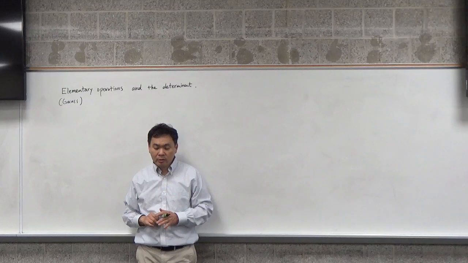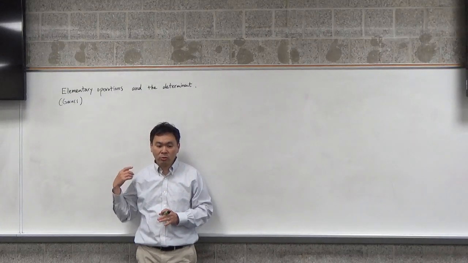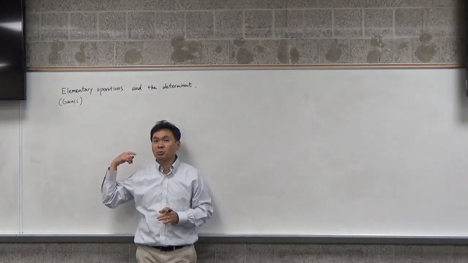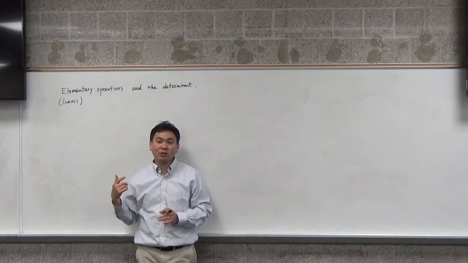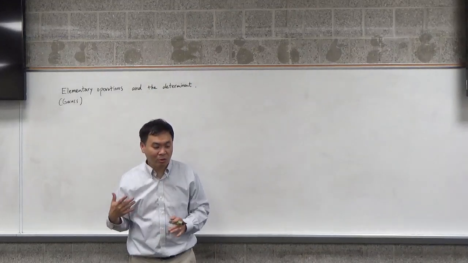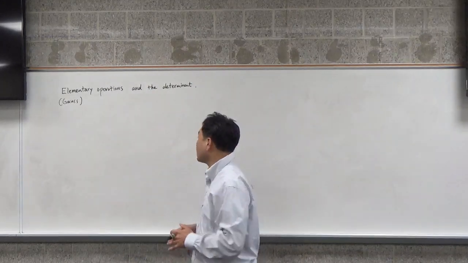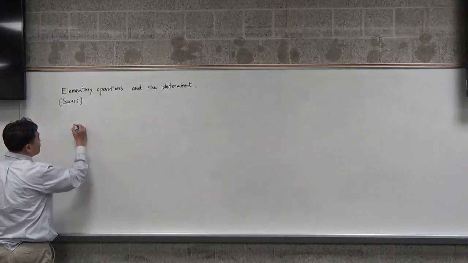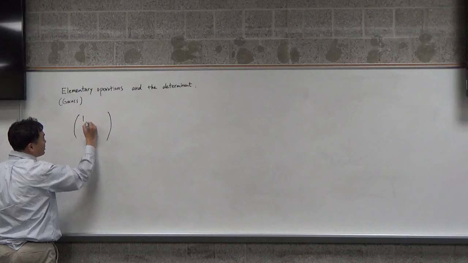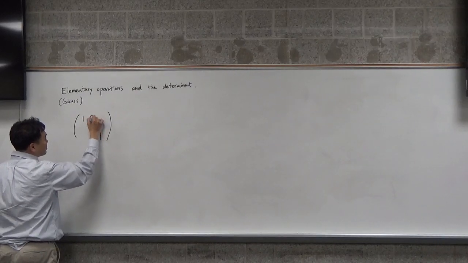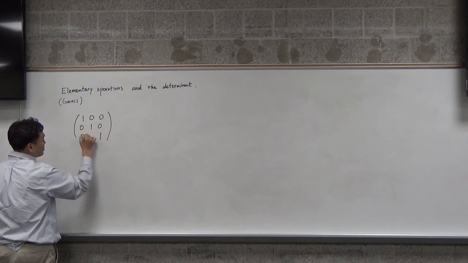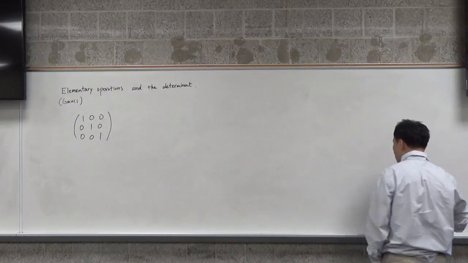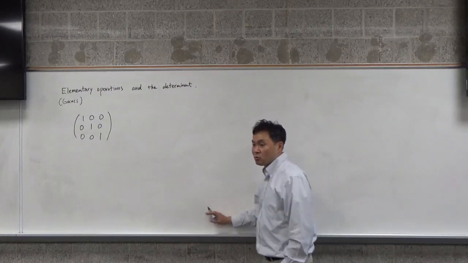But today I want to show you that you can do something similar with matrix multiplication, and also I want to discuss what it means for the determinant. Okay. So first, take the identity matrix and let's try performing some of the row operations. What row operations do you remember?